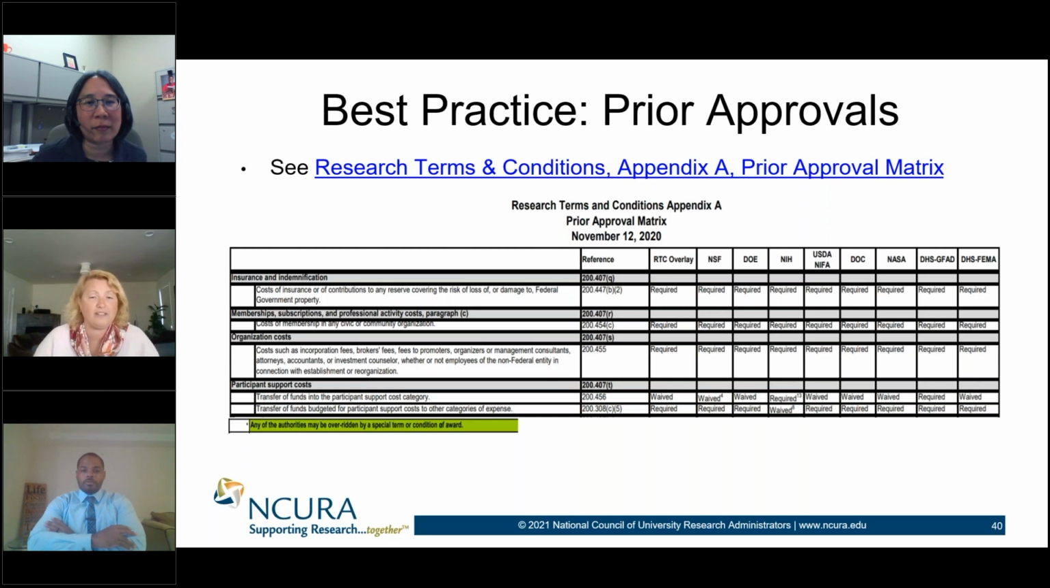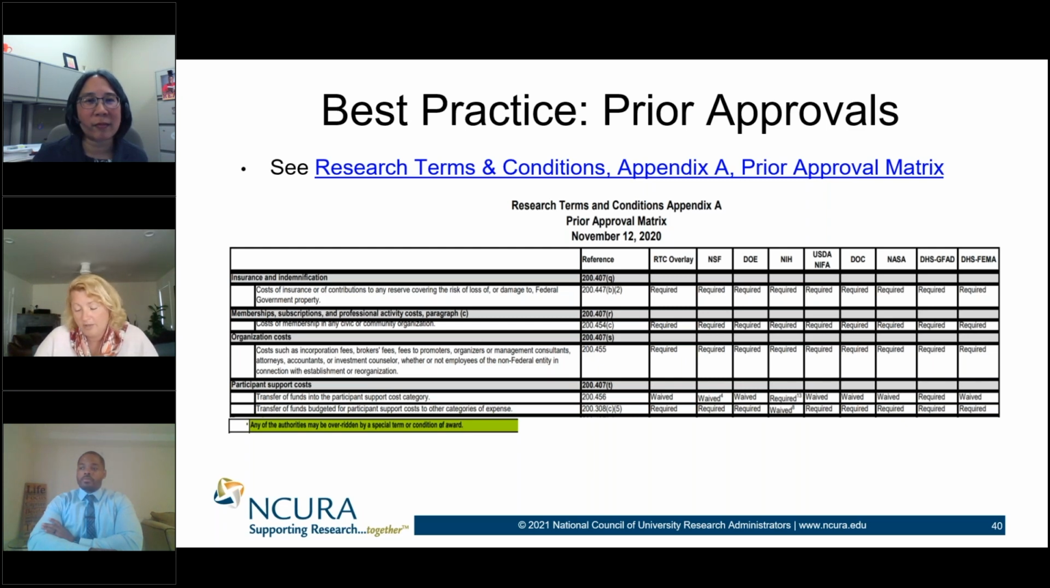So what is it? If you're not familiar with it, the research terms and conditions overlay the uniform administrative requirements, cost principles, and audit requirements for federal awards, 2 CFR 200, dated November 12, 2020, and can be found on the NSF site following this link. These research terms and conditions implement the requirements of the uniform guidance issued by the U.S. Office of Management and Budget as it applies to research and research-related grants made by the federal awarding agencies.